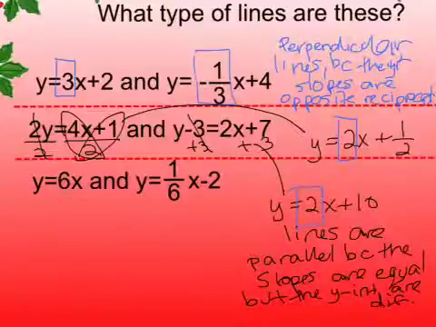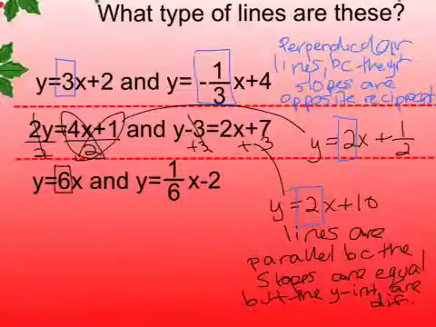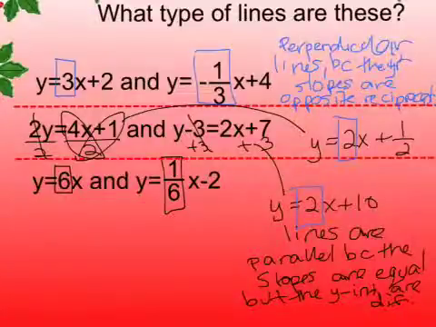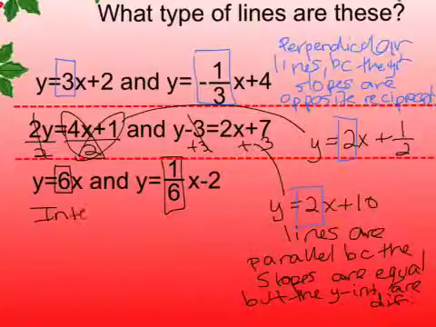In our final example, we have it in y equals mx plus b form already. 6 and 1/6. Well, they are reciprocals, but they're not opposite reciprocals. If you were to graph them on your calculator, you would see eventually they are going to intersect, but they're not perpendicular, they're not parallel. These lines are just intersecting lines.